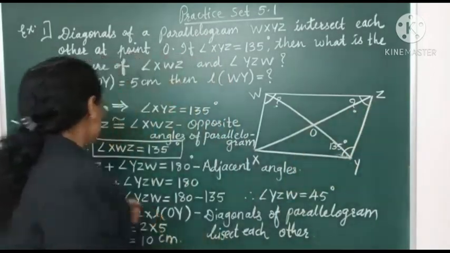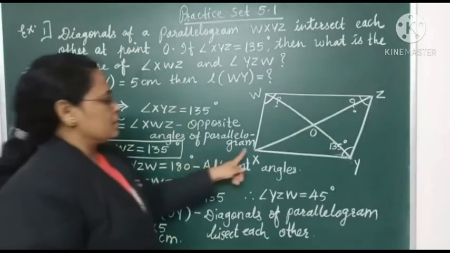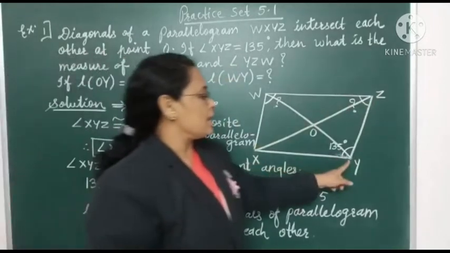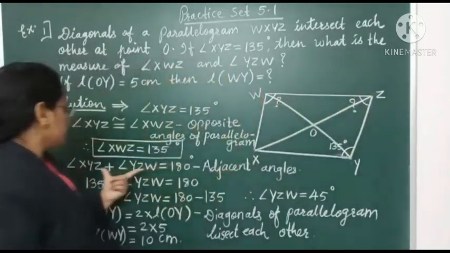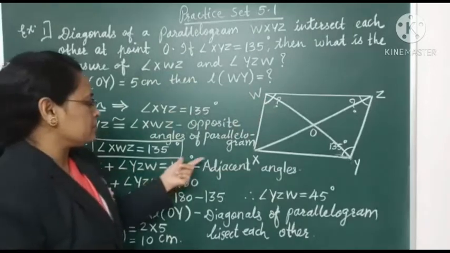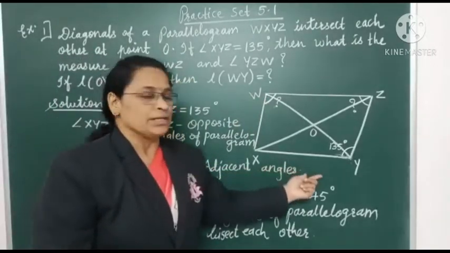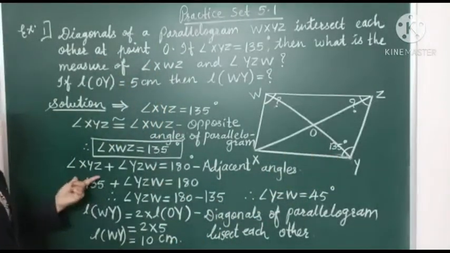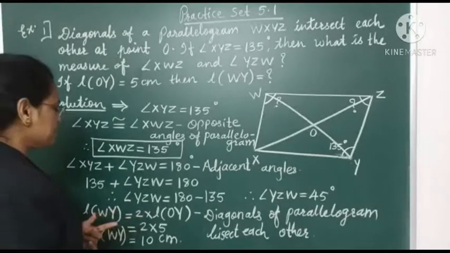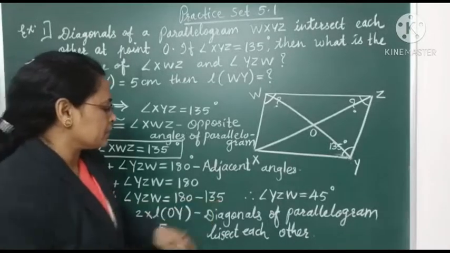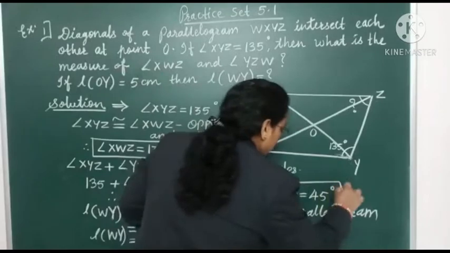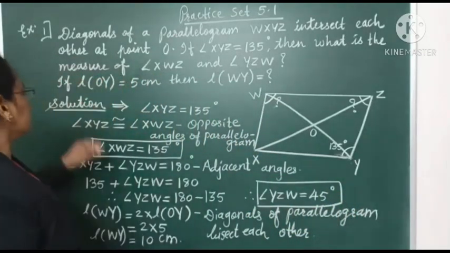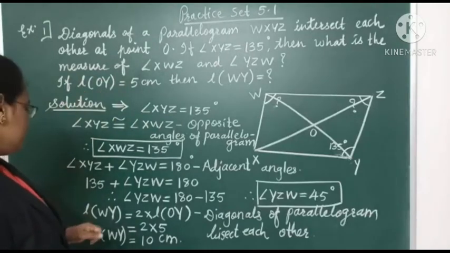Here we'll write the three-letter names: angle XYZ plus angle YZW, together their sum is 180 degrees. We write the reason: adjacent angles are supplementary. Fill in the value: angle XYZ is 135, so angle YZW is 180 minus 135, that is, angle YZW is 45 degrees.